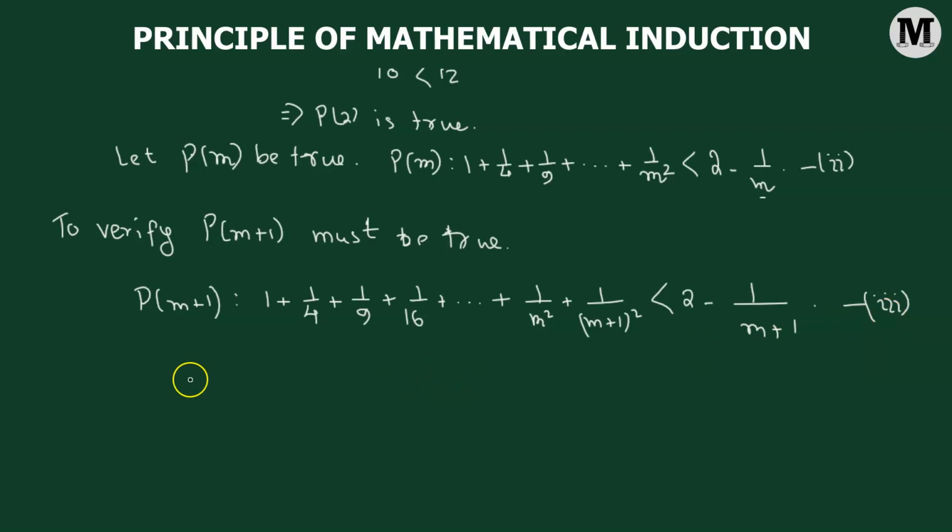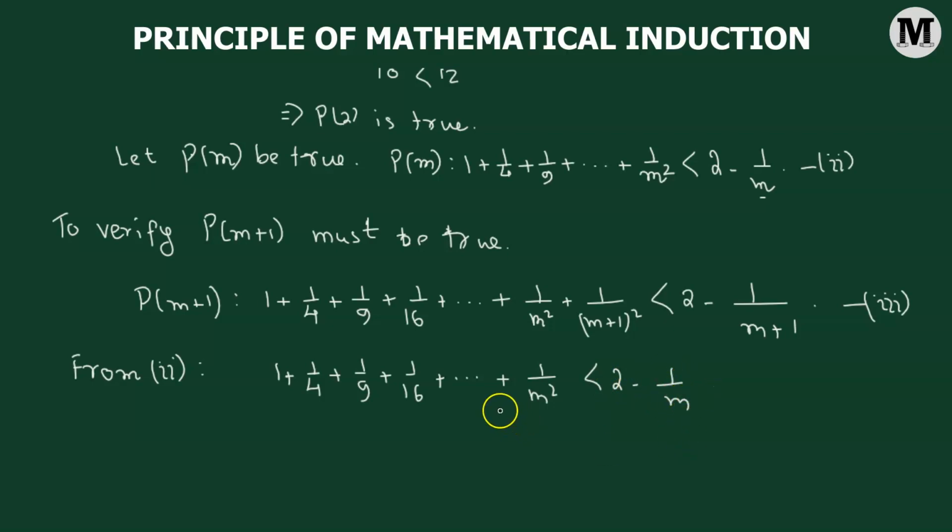Now in order to verify statement number 3, we're going to take the help of statement number 2, because we have already considered statement number 2 to be a true statement. So from statement number 2, we have 1 plus 1 over 4 added to 1 over 9 plus 1 over 16 going all the way up to 1 over m squared. We have said that this sum is less than 2 minus 1 over m.